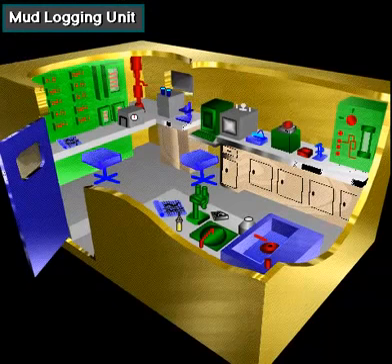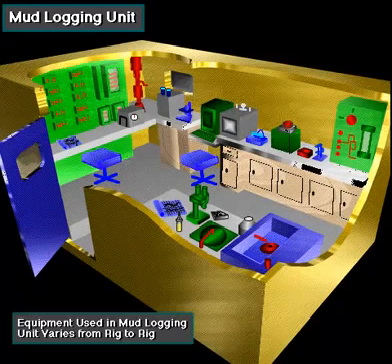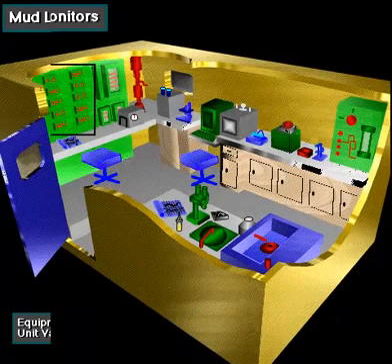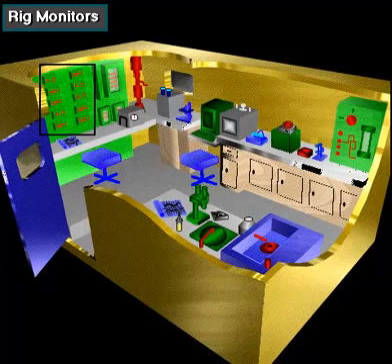This drawing of a mud logging unit shows many items of equipment used to analyze and monitor the drilling process. Not all rigs will have such a setup, and some will have even more sophisticated setups. Rig monitors give readouts to the mud logger, a person whose specialty is observing and analyzing mud and cuttings.